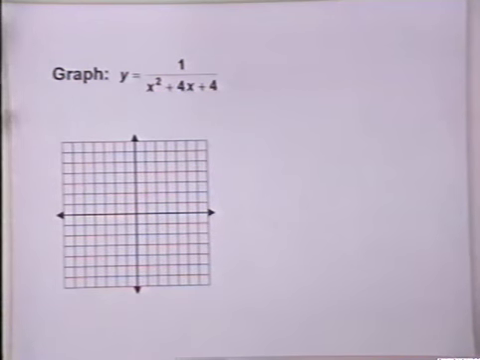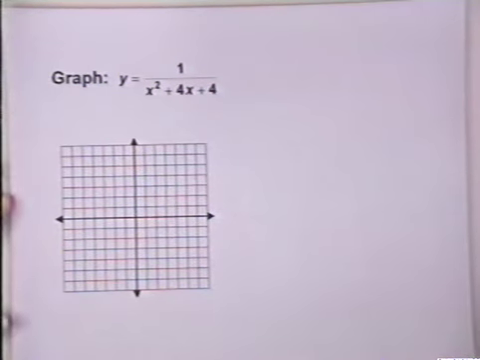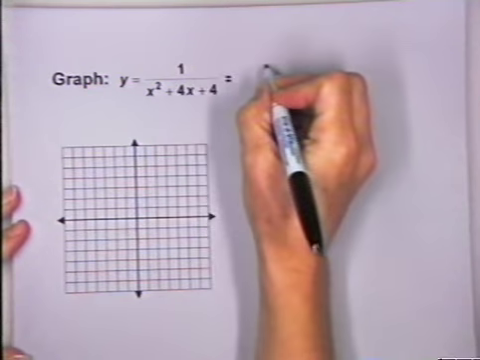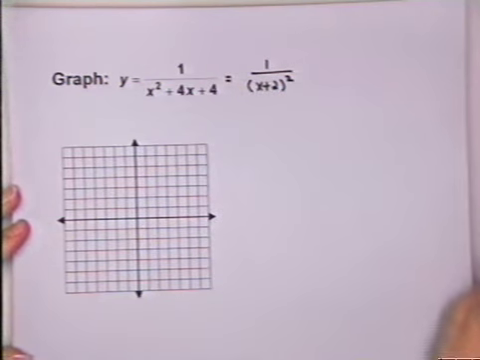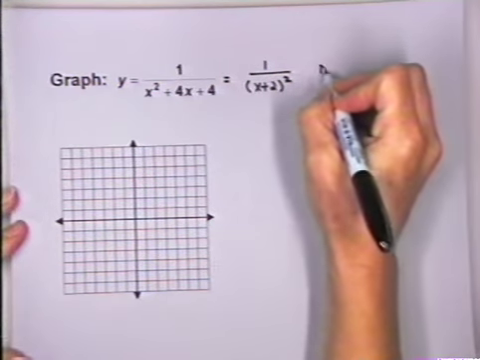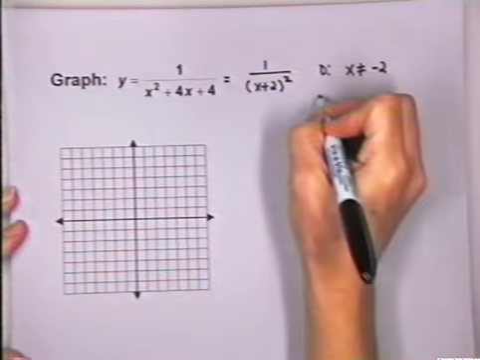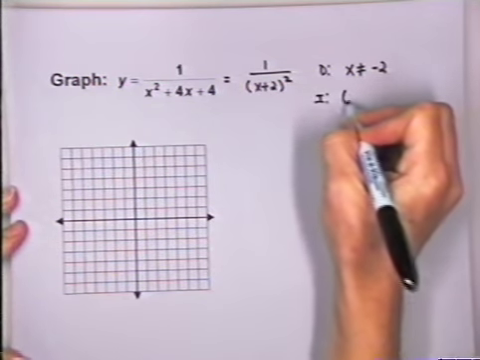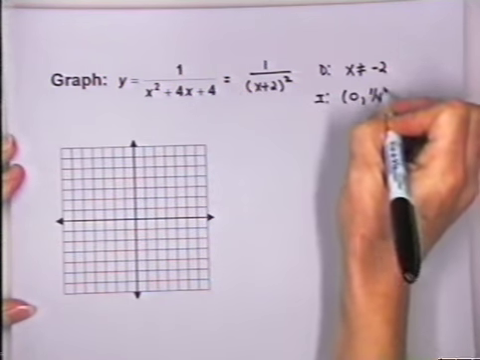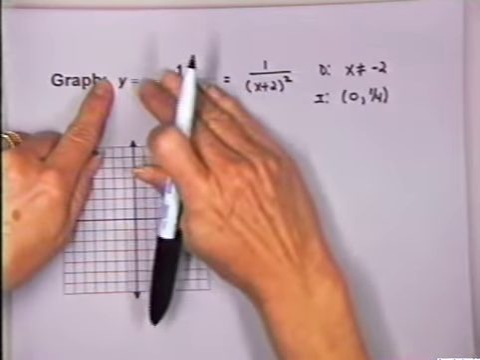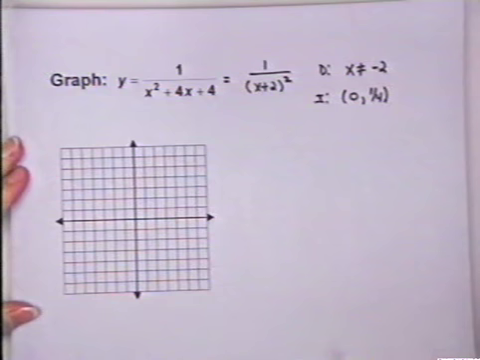Okay, well let's graph y equals 1 over x squared plus 4x plus 4. Again, I'm going to start by factoring my denominator. 1 over, this is x plus 2 quantity squared, isn't it? Okay? So as far as my domain is concerned, x cannot be negative 2. For intercepts, if I choose x to be 0, look at this equation, I have 1 over 4. Can I choose y to be 0? Can my numerator of 1 equal 0? No, it can't, can it? So I'll have no y-intercept.